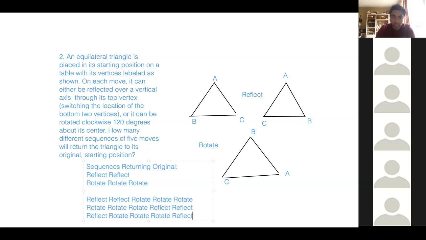So now we reflect the first time, right? So ACB became ABC. Now we do 3 rotations. We know 3 rotations already brings it back to whatever it was before the rotations. And then the last reflect puts it back. So basically between the 2 reflections, we do 3 rotations.